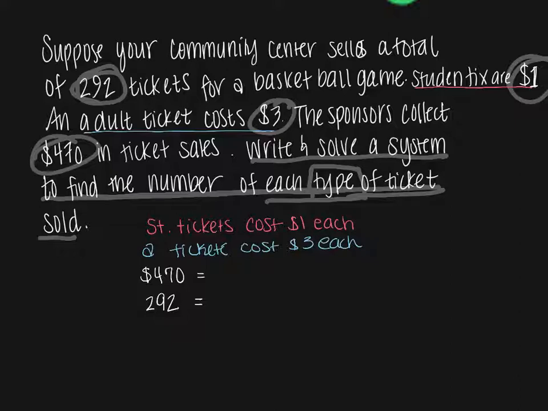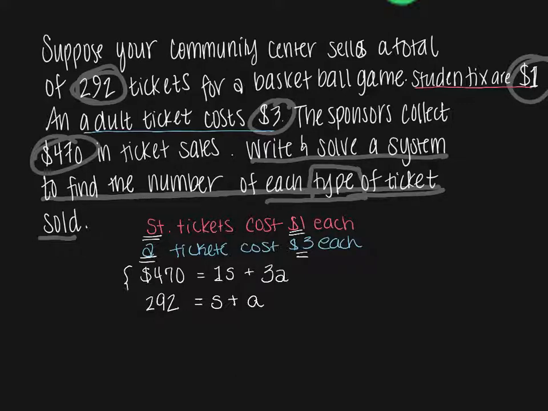So I need something to relate tickets. Well, I have two ticket variables. I've got my student tickets and my adult tickets. So 292 is the number of tickets. So it's my students plus my adults. And I have $470. So what do I know about dollars? Well, I know that my student tickets cost $1 each. And I know my adult tickets cost $3. And because it's a total, I'm going to add these up.